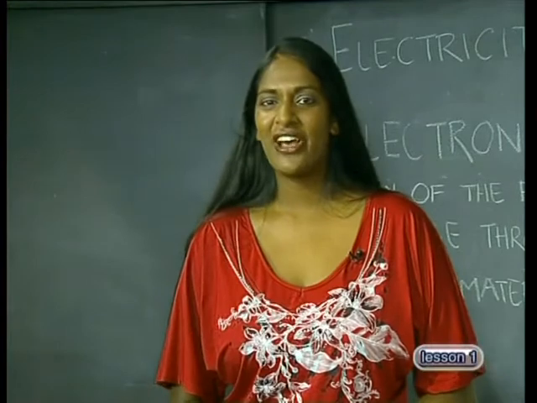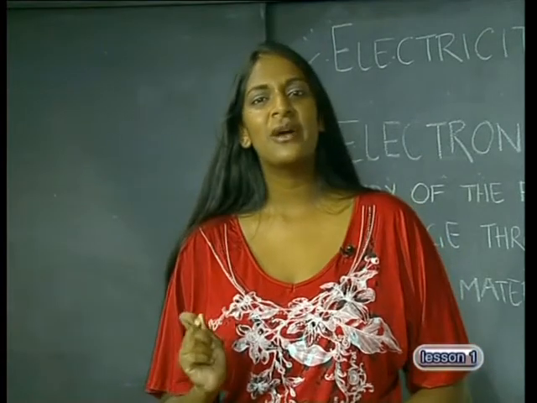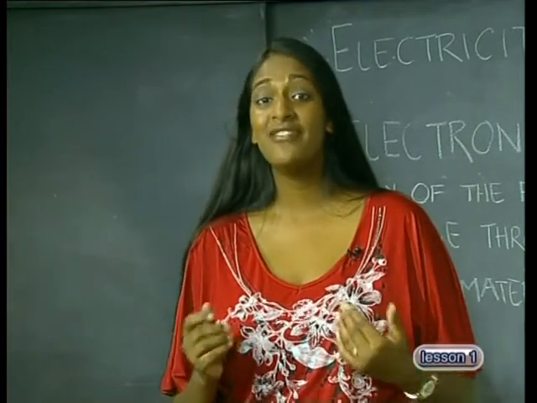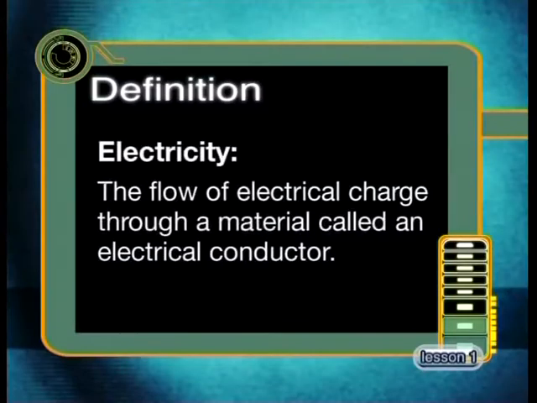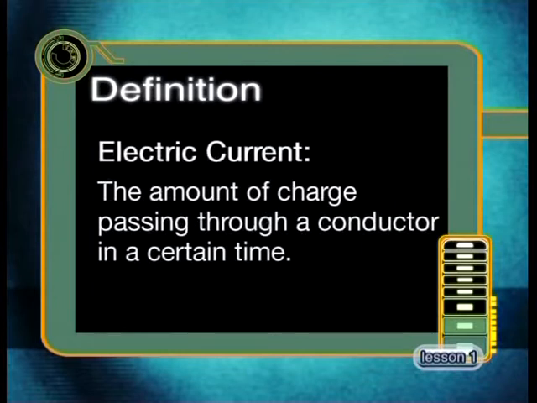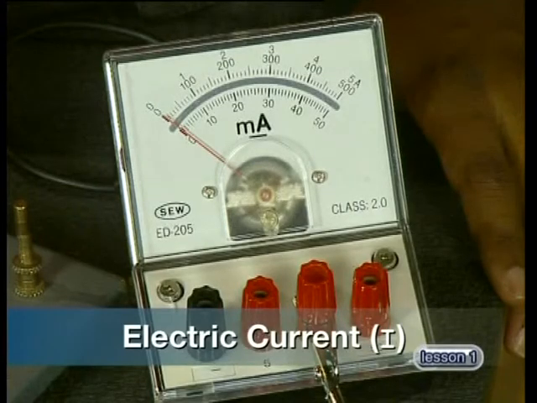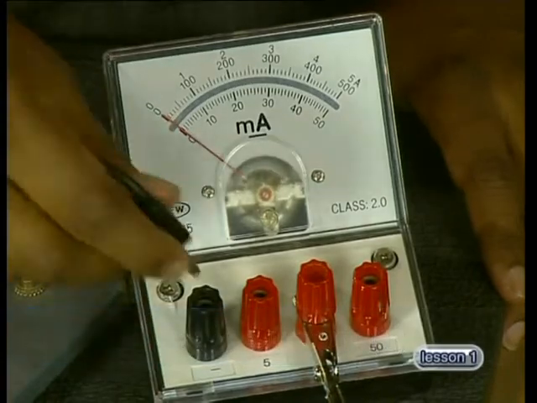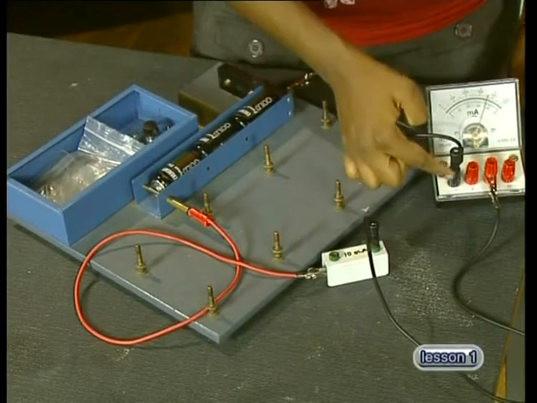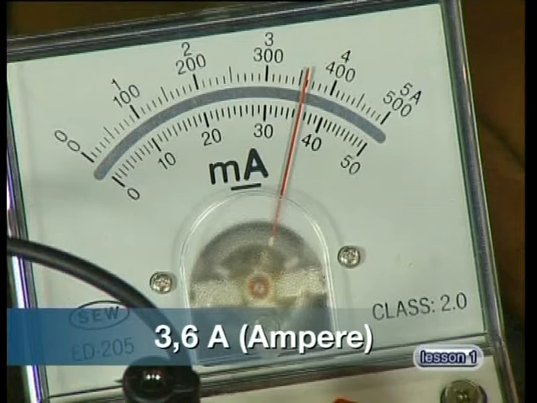Before we get started on our investigations, I want to remind you about some important terms we use when investigating electricity. You should remember that electricity is the flow of electrical charge through a material, called an electrical conductor. We use the term electric current to describe the amount of charge passing through a conductor in a certain time. The size of an electric current, I, is measured using an ammeter that is always connected in series. Remember that the SI unit for measuring electric current is the ampere.